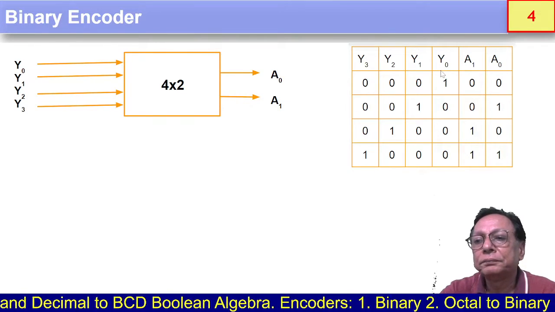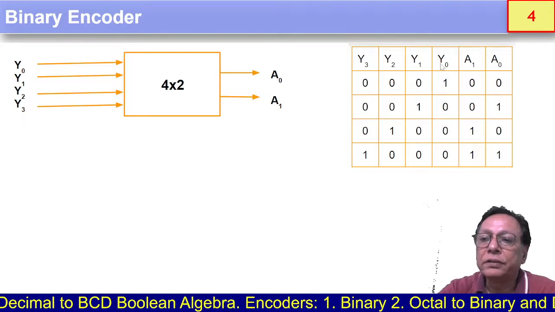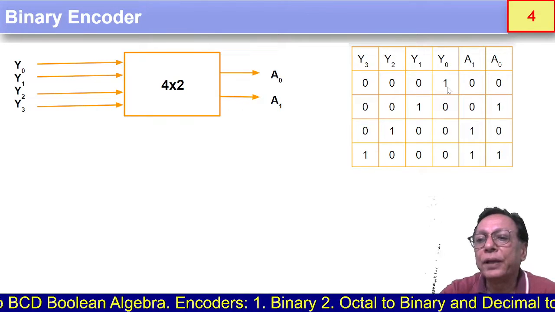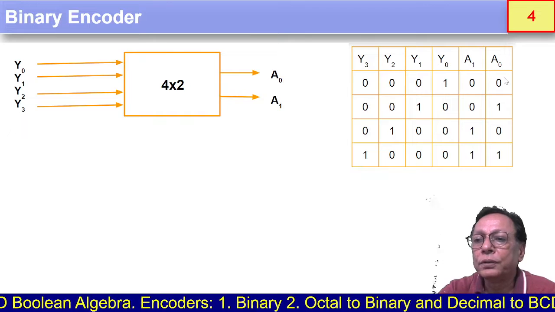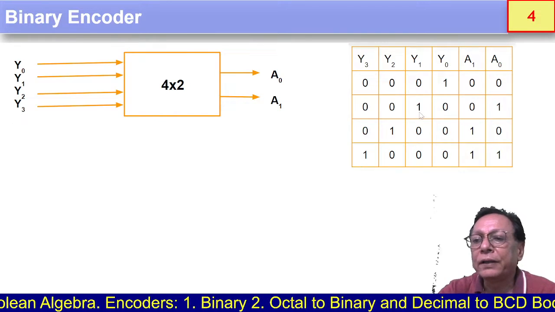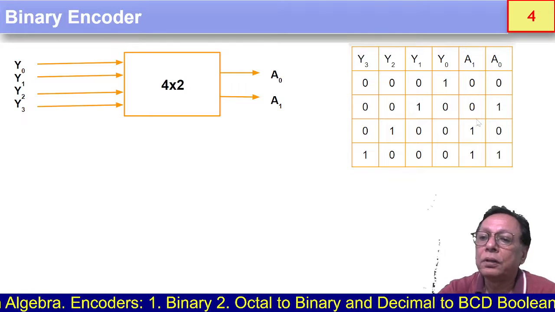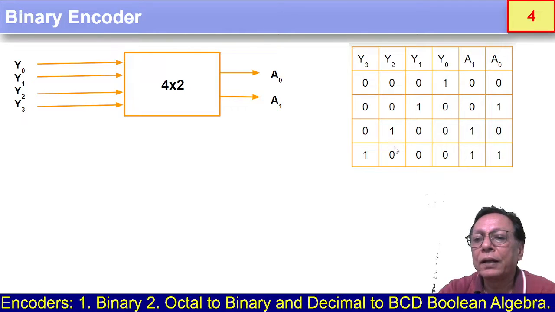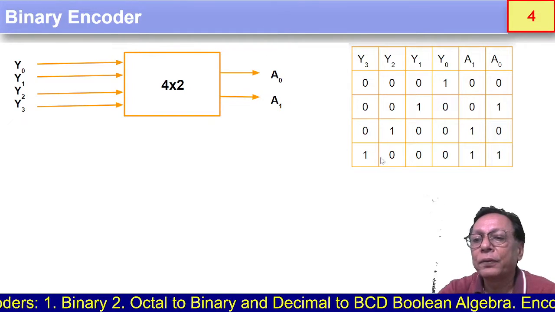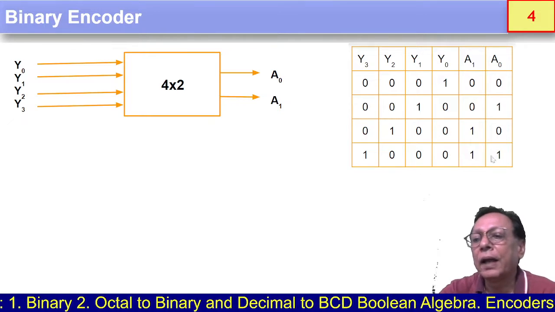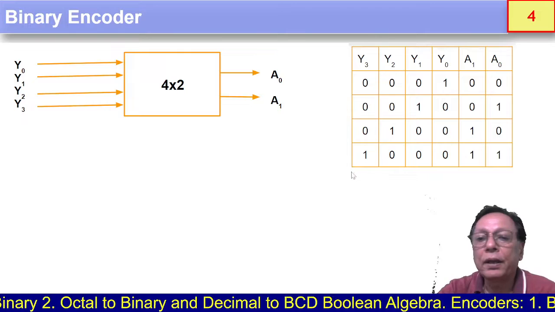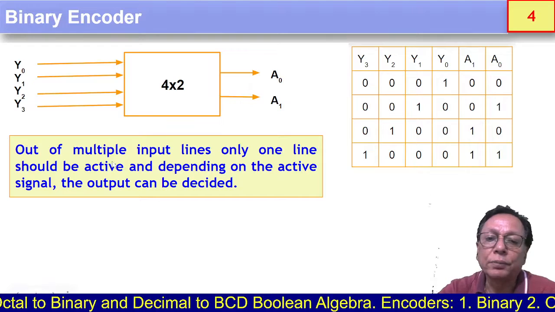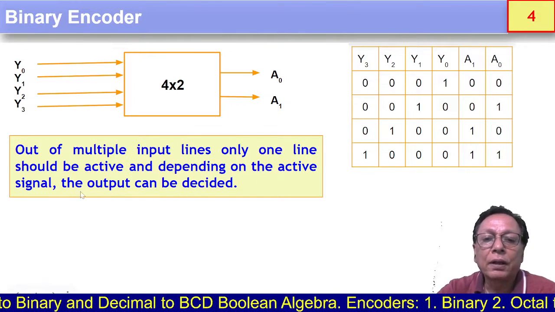If I have these input lines y0, y1, y2, y3: if y0 is active, no output. If y1 is active, the output is a0. If y2 is active, then the output is a1. And when y3 is active, the output would be a1 and a0. Out of multiple input lines, only one line should be active, and depending on the active signal, the output can be decided.